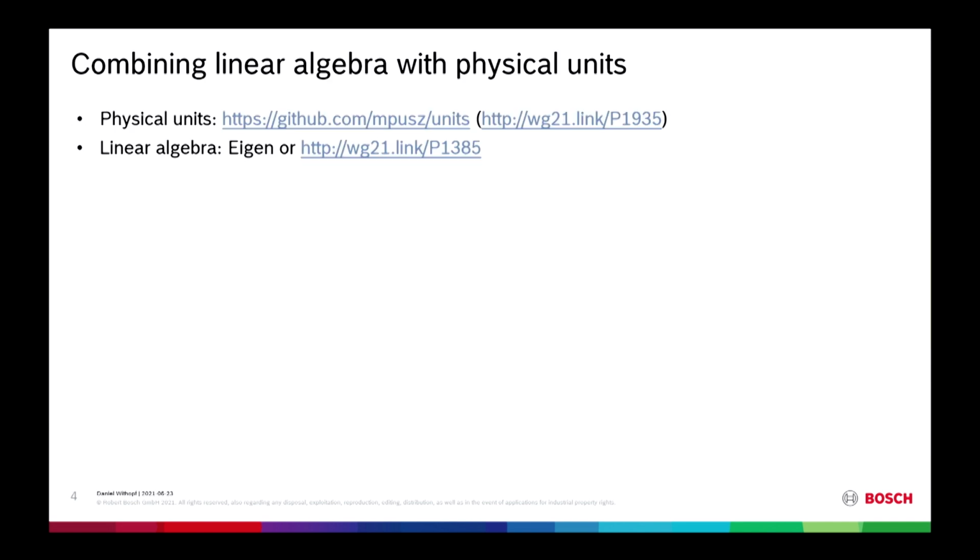Good. Now moving on to our actual task. As I said, we want to combine linear algebra libraries and physical units libraries. As I mentioned, for physical units, there's, for example, P1935. There's an older library, Boost Units. We also have an in-house library. So there are lots of physical units libraries for scalars. And there are also lots of pre-existing linear algebra libraries, like, for example, Eigen. Or there is also the proposal P1385. Guy Davidson is actually at the conference. He co-authored it with Bob Steagall. Now the question is, how can we use these two?